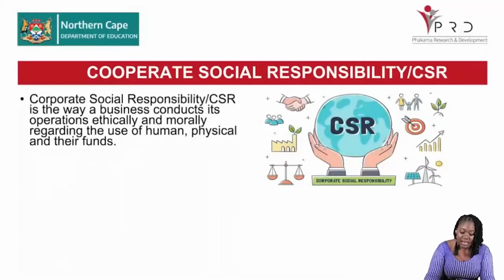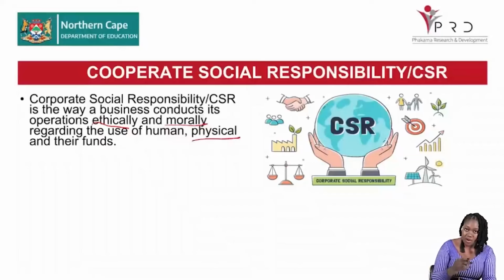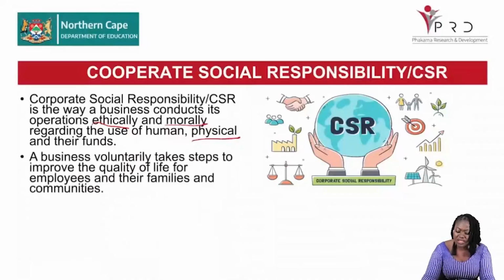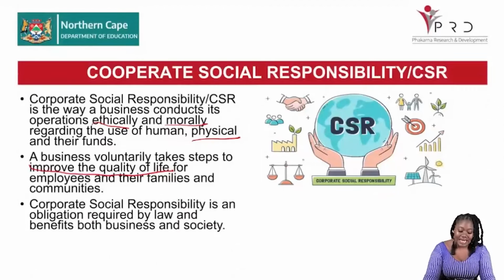Another way of defining CSR is that CSR is the way a business conducts its operations in a manner that is ethical and morally acceptable with regards to the use of human, physical, and financial resources. By physical, we mean the environment. Okay. And then also you can define CSR by saying a business voluntarily takes steps to improve the quality of life for employees and their families and the community. So in a nutshell, CSR is about improving the what? The quality of life.